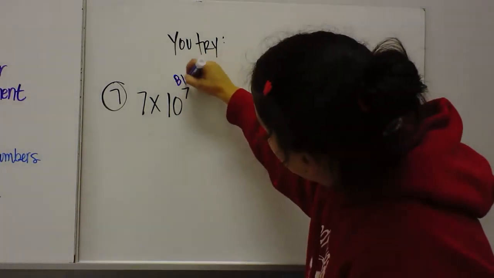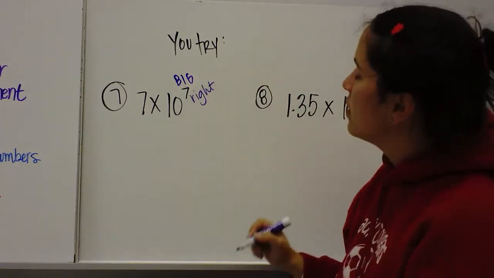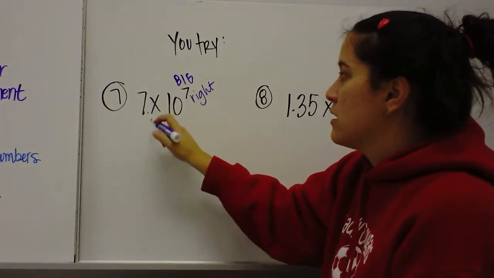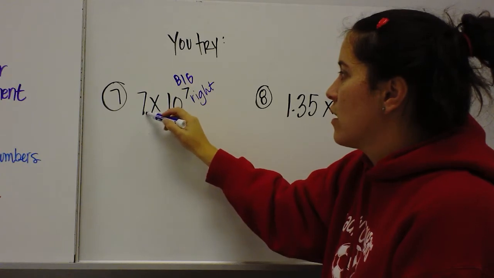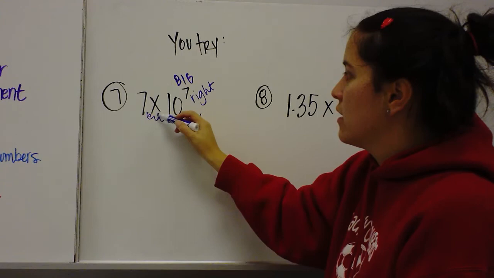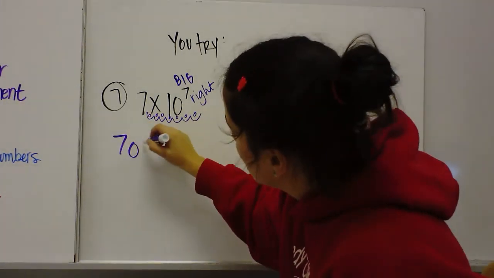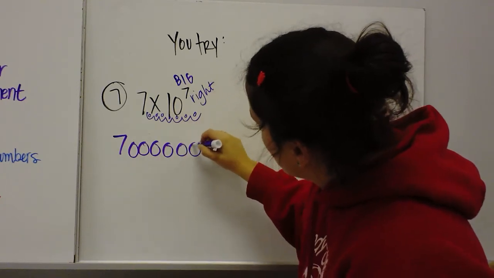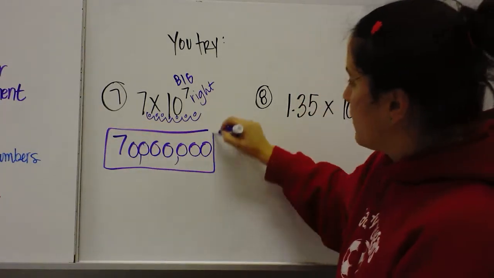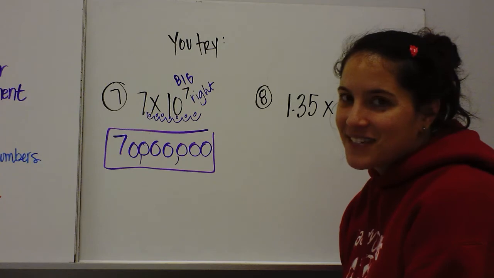Okay, 7 is going to be a big number because it's positive, so I'm going to move it to the right. And right now there is no decimal point, so it's at the end. So I'm going to move it 7 times. 1, 2, 3, 4, 5, 6, 7. I have to add 7 zeros. And then I go back and I put in my commas. And 70 million. 70 million.